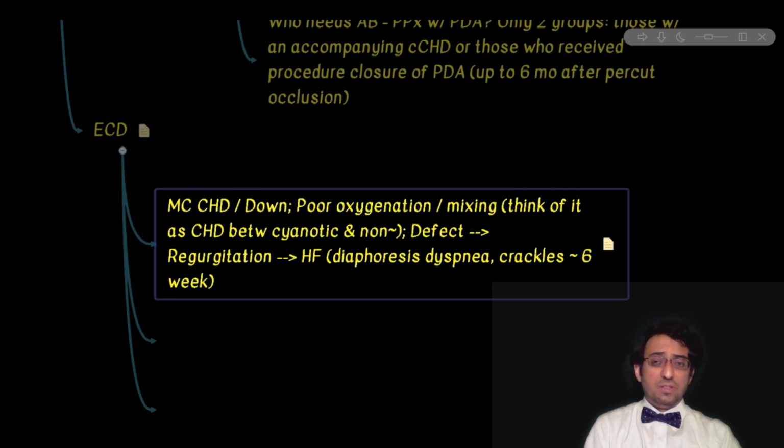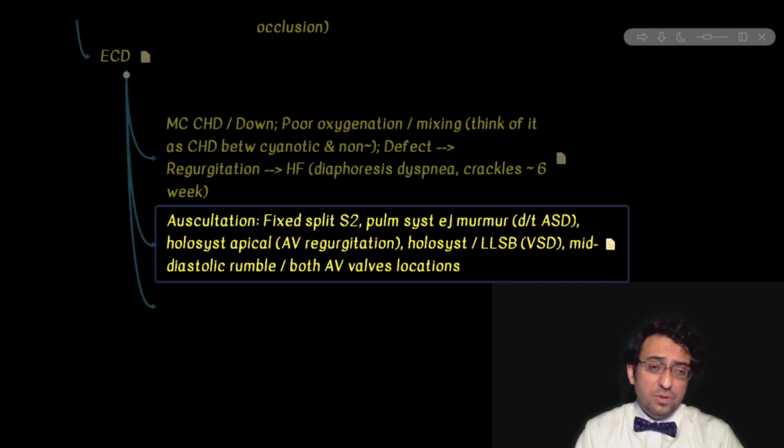We will have a patient, a newborn, with diaphoresis, dyspnea, and crackles mostly around 6 weeks after birth. That is, the regurgitation is so severe that it just takes 6 weeks to cause heart failure. What auscultation do you expect to hear in patients with ECD? Well, not because of the single or common atrioventricular valve, but because of increased flow down the pulmonic artery, the pulmonary system, we have delayed closure of the pulmonary valve, and therefore we will again have fixed splitting of S2.